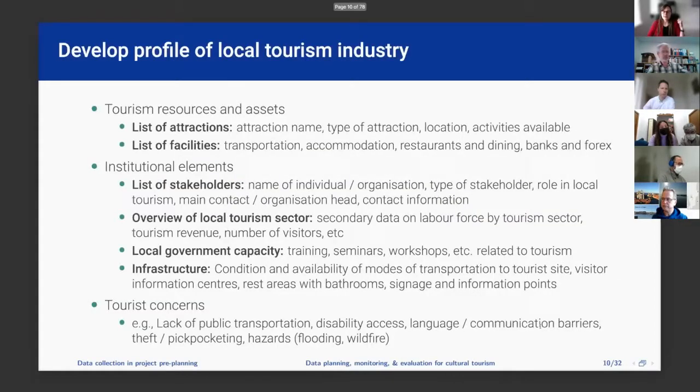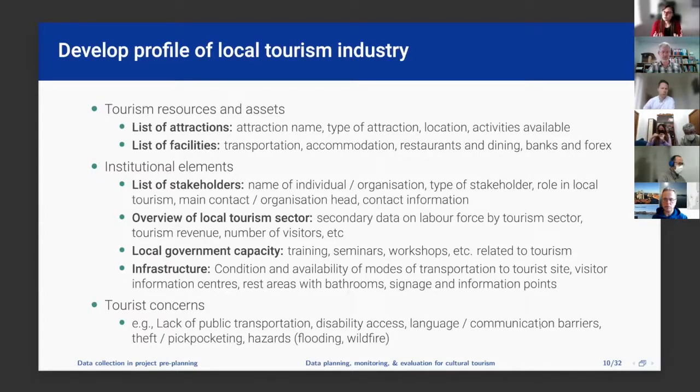So going back into our data collection in the pre-planning stage, what we were doing here is scoping. We're scoping the local tourism industry, and we're trying to understand the profile of the local tourism industry. So we want to have not just what's happening on our local site, but also the broader area. So there's 3 key things that we can think about and collect, which is the tourism resources and assets, the institutional elements, and tourist concerns.